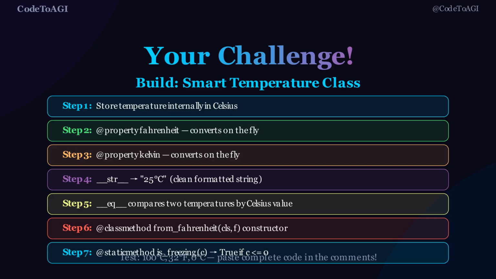Step 5. __eq__ compares 2 temperatures by Celsius value. Step 6. Class method from_fahrenheit that creates a temperature object from Fahrenheit input. Step 7. Static method is_freezing that returns true if temperature is at or below 0. Test with these values: 100 Celsius, 32 Fahrenheit, 0 Celsius.